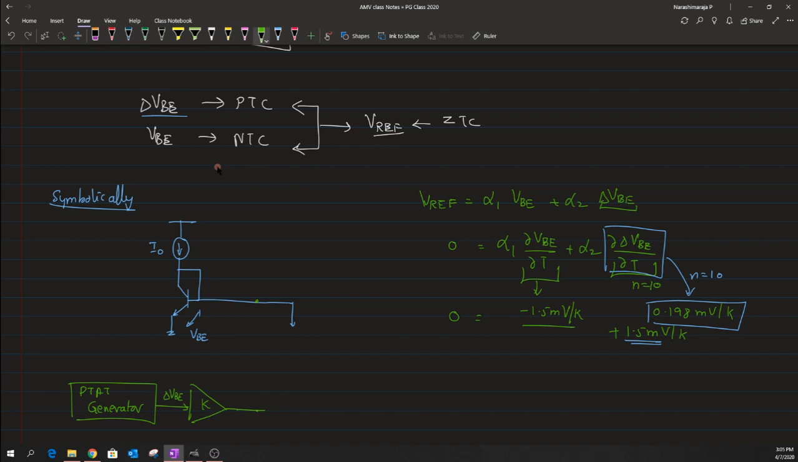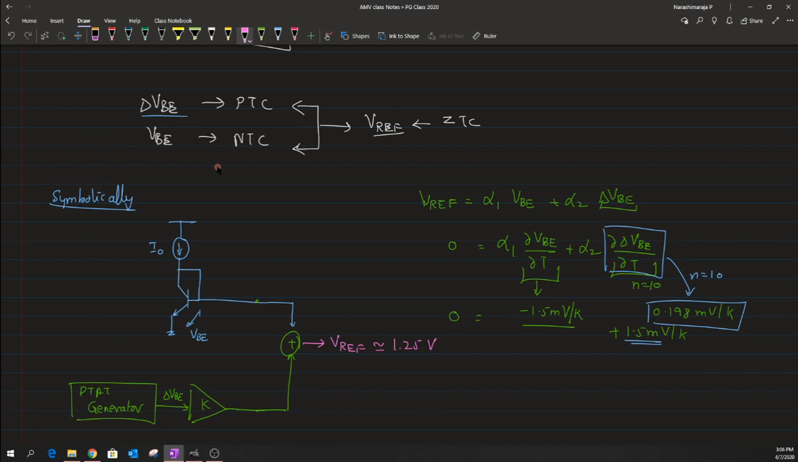Clear? Yeah. So now this is to be added along with our negative temperature coefficient, and the resultant of this would be equal to our V reference, and this V reference value, let me try to prove this value, but as of now let us assume that this value is equal to 1.25 volt.